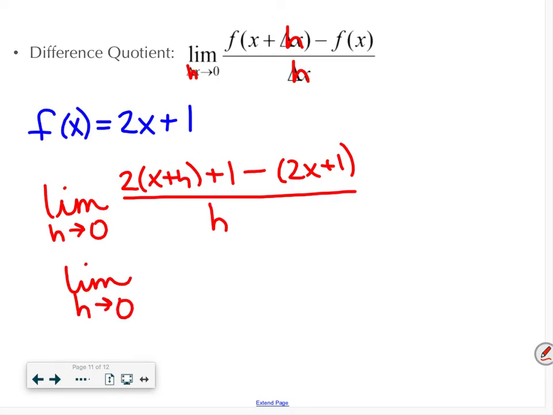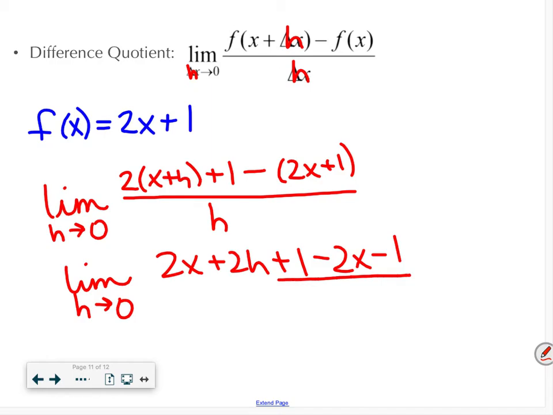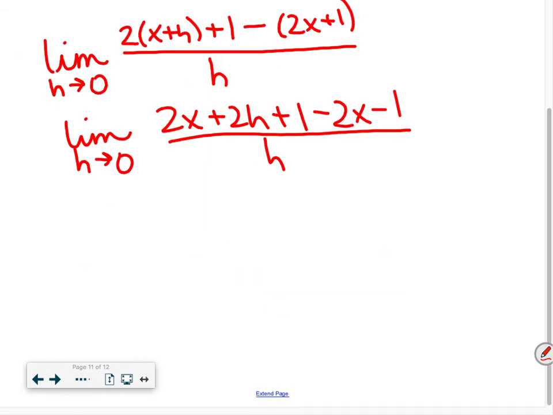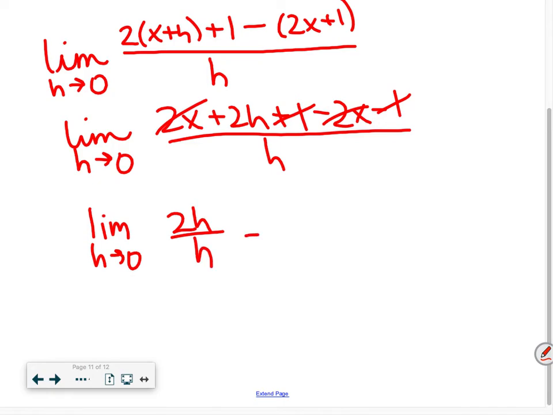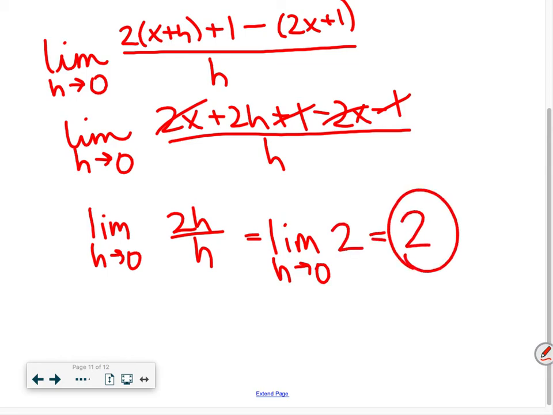Basically, you need to reduce this down until that h in the denominator cancels, and then you'll be able to evaluate your limit. So we have 2x plus 2h plus 1 minus 2x minus 1, because I distributed the 2 here. I distributed the negative here. 2x's cancel. 1's cancel. What's 2h divided by h? And the limit, as h approaches 2, is 2.